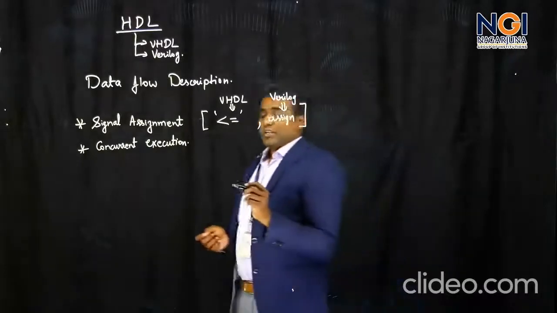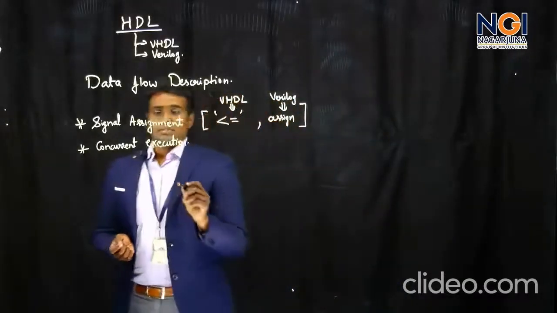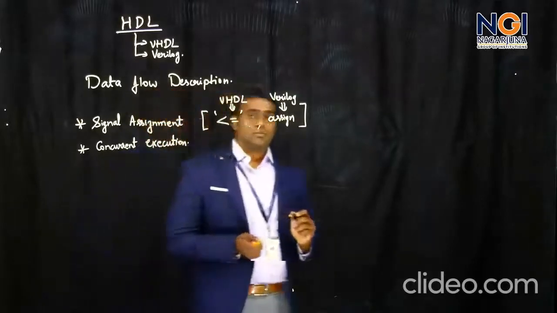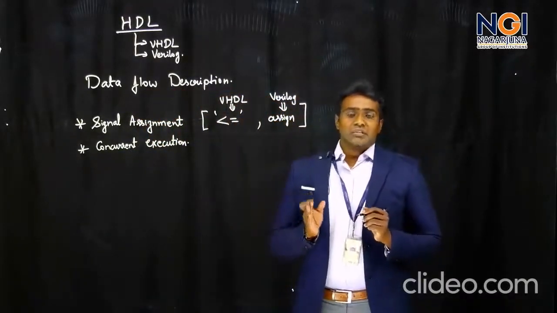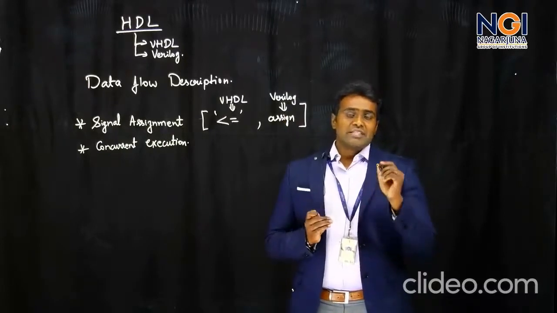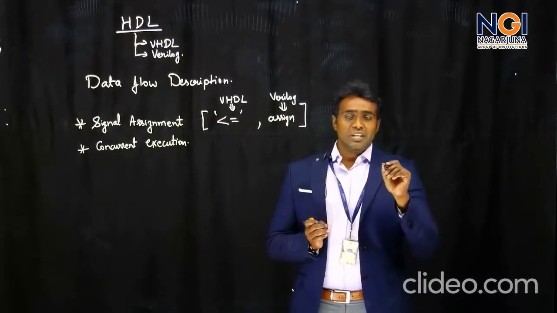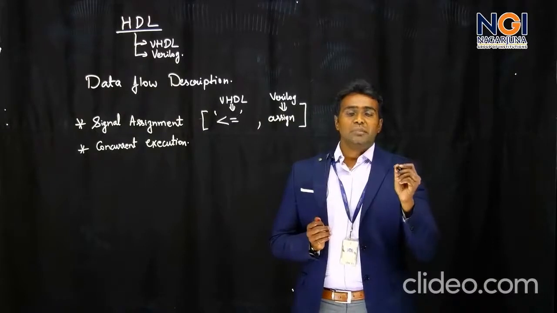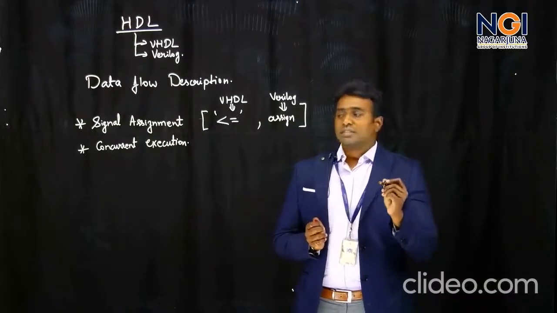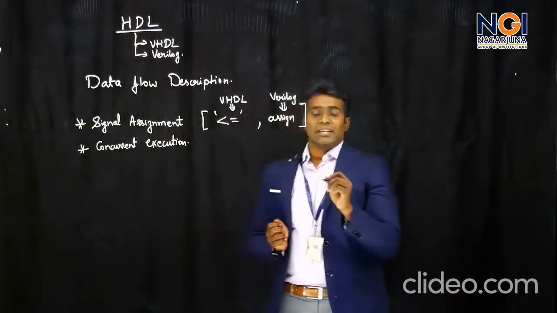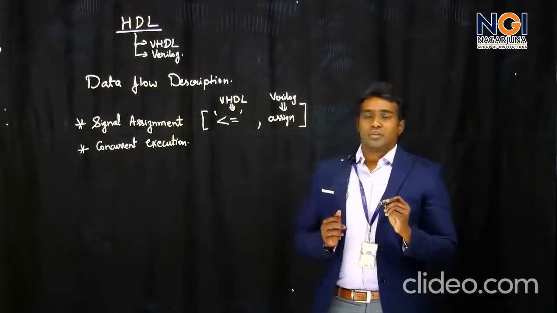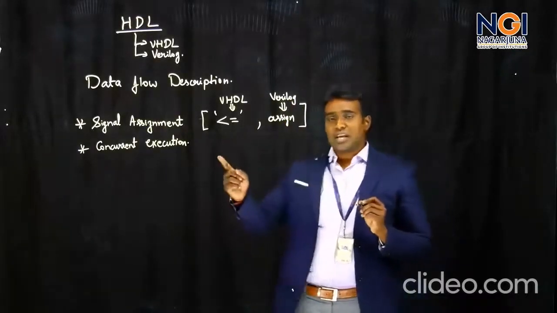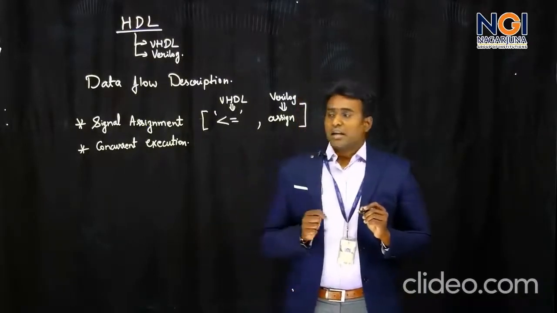The second element that is very important in data flow description is concurrent execution. So what is this concurrent execution? Concurrent execution refers to the fact that whenever there is a change in any part of the simulation time, immediately there will be a change in your output. This part is called concurrent execution. So when we discuss data flow description, there are two elements. The first is signal assignment, the second is concurrent execution.